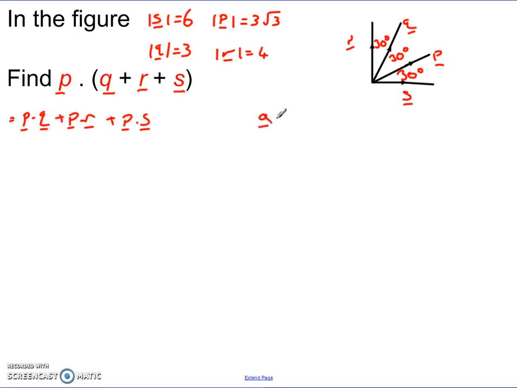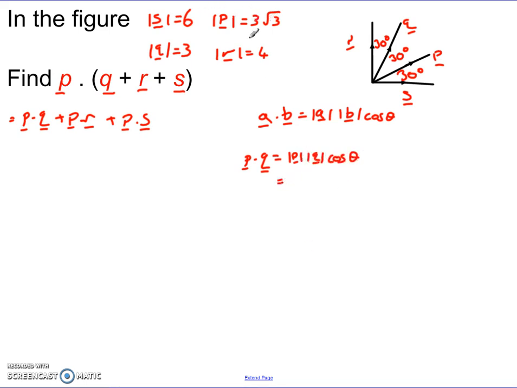But what we have to remember is we've got a second version we can use. A dot B equals the magnitude of A times the magnitude of B cos theta, where theta is the angle between them. So we can do each of these using this formula and then substitute them back in. So let's start with the P dot Q. We know that for P dot Q, it's going to be the magnitude of P times the magnitude of Q times the cosine of the angle between the two vectors.